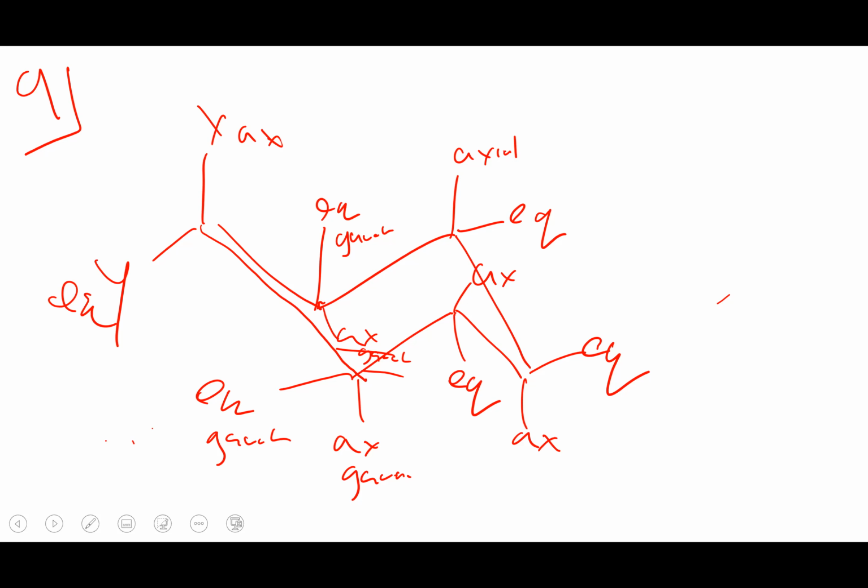I'll go to 10. It says 10 for the substituted cyclohexane. They give you a substituted cyclohexane with fluorines, chlorines, and some methyl group. Identify the atoms that will interact with the methyl group in a 1,3 diaxial fashion after rotation to the other conformation.